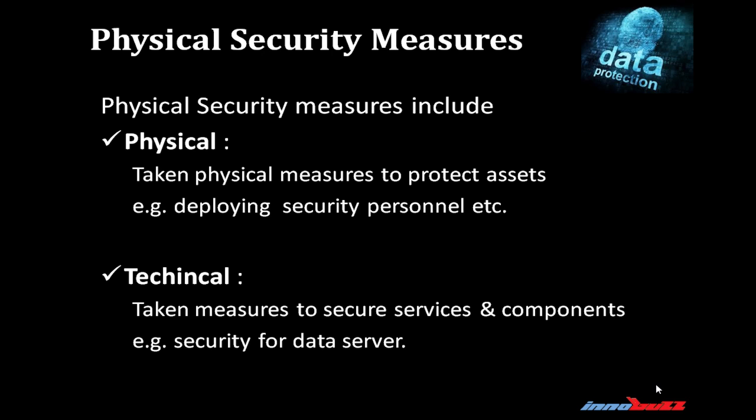There are two types of measures in physical security. First is physical measures and second is technical measures. Physical security measures are used for protecting assets, for example, deploying security personnel, etc. Technical measures are used for securing services and components. For example, to secure data servers, we have to install firewalls and honeypots and take all necessary steps as per the security policy.